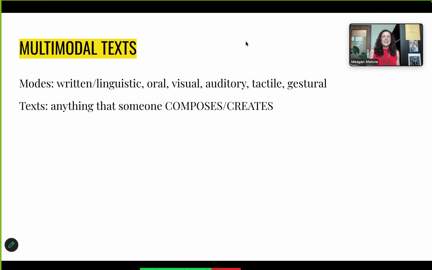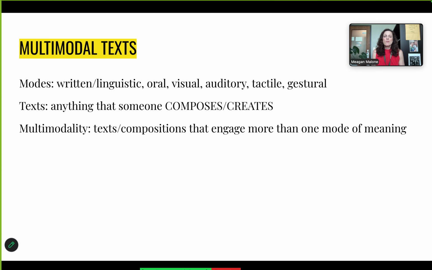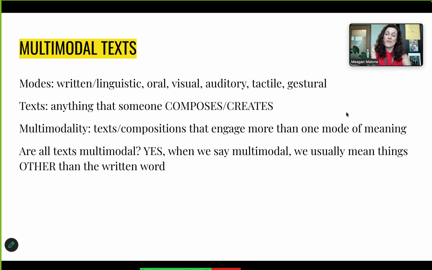If a text is anything that someone composes and creates, then multimodality is a text or composition that deals with more than one mode of meaning. So it's not just the written word. It might be the written word along with images, or images along with sound. Basically anything that we can imagine that is not just a static text.